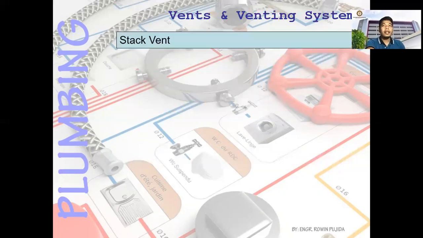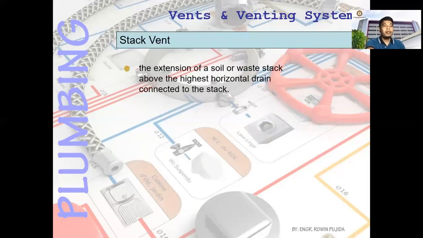Next is stack vent. It is the extension of a soil or waste stack above the highest horizontal drain connected to the stack. So you have seen the drawing. For example, you have this main stack, and the connection from the main stack to the main vent is called the stack vent.